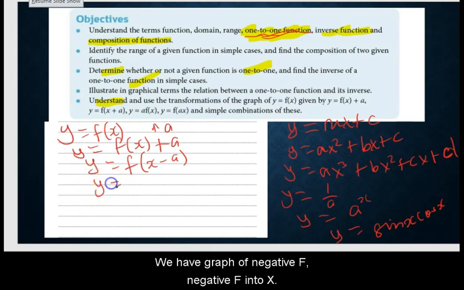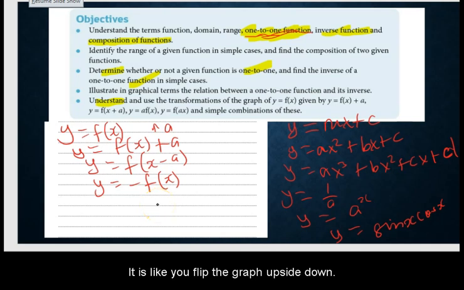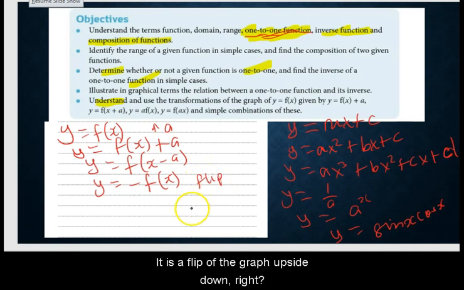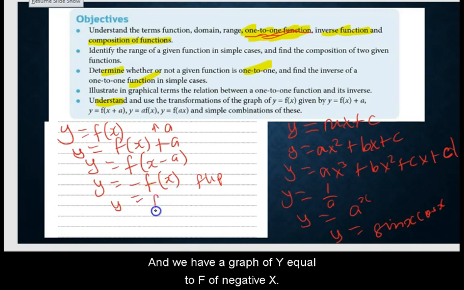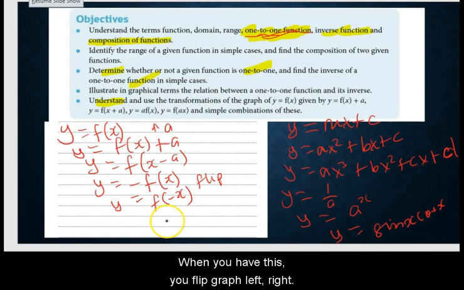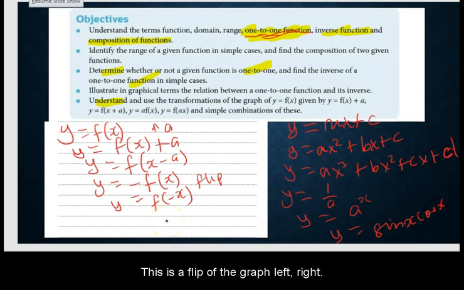We have the graph of negative f of x. It is like you flip the graph upside down. So this is a flip of the graph upside down, right? And we have a graph of y equals f of negative x. When you have this, you flip the graph left right. This is a flip of the graph left right.